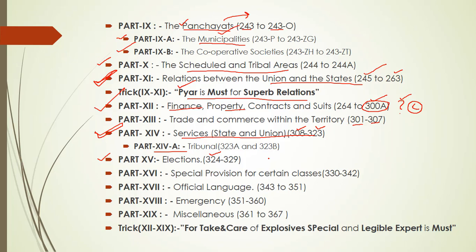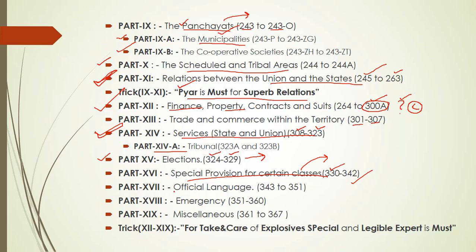Part 15 of the Indian Constitution deals with elections and starts from Article 324 to 329. Part 16 deals with special provisions for certain classes, and the provisions for the backward classes and different other classes are given under this part, which starts from Article 330 to Article 342 of the Indian Constitution. And the Election Commission and its functionalities come in part 15 of the Indian Constitution.